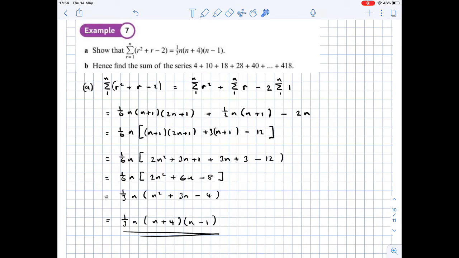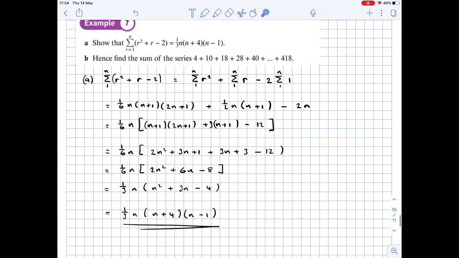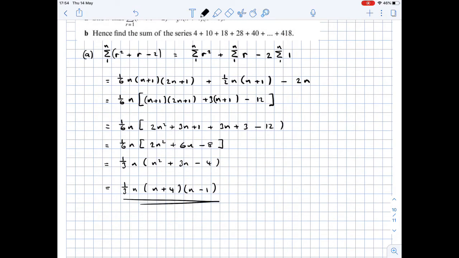Next, for part B, it says hence. So hence means we're going to use our result from part A to find the sum of the series 4 plus 10 plus 18 plus 28 plus 40, etc. up to 418. So, for part B, if we're going to use our formula, we need to know how many terms are in this sequence, this series.